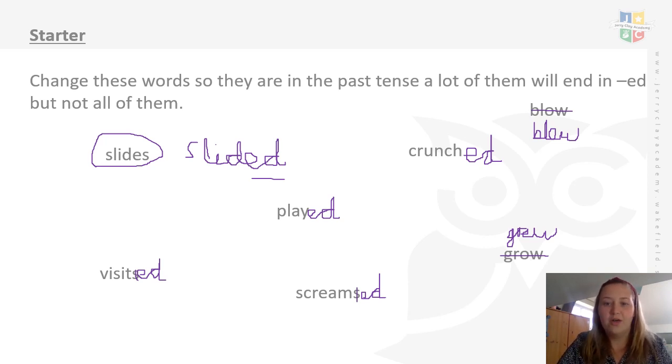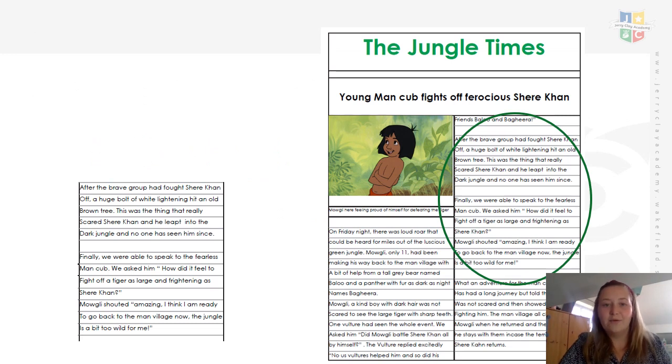Let's move on to the main part of our lesson. Okay, so today we are looking at our second paragraph, okay? So I'm going to just read it to you and then you can hear all the different features I've included. After the brave group had fought Shere Khan off, a huge bolt of white lightning hit an old brown tree. This was the thing that really scared Shere Khan, and he leapt into the dark jungle and no one has seen him since. Finally, we were able to speak to the fearless man cub.